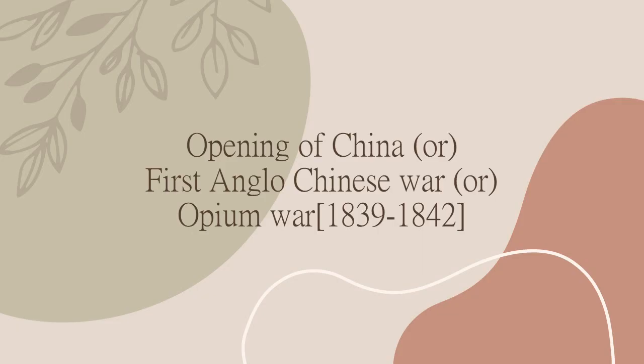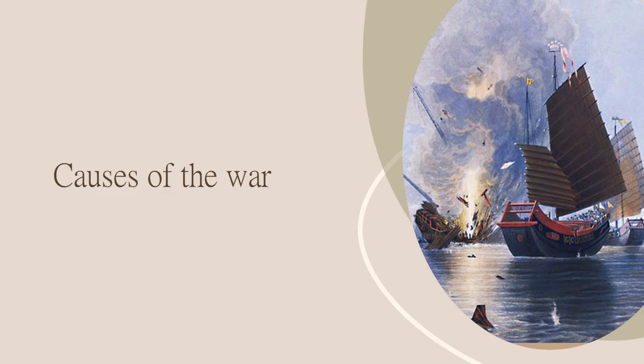Today, let us see the topic Opening of China or the First Anglo-Chinese War, also called the Opium War, from the year 1839 to 1842. Let us see the causes of the war. The main cause of the war was the sale of opium by the British in China.